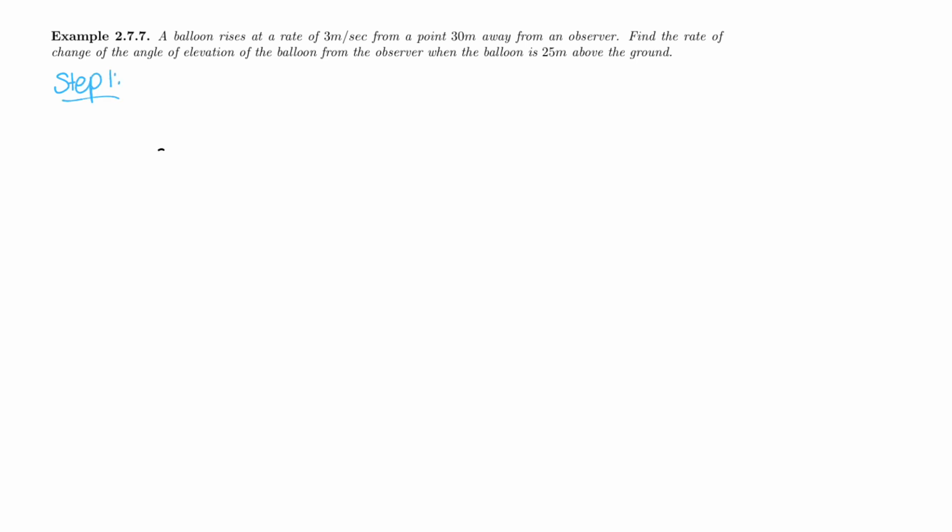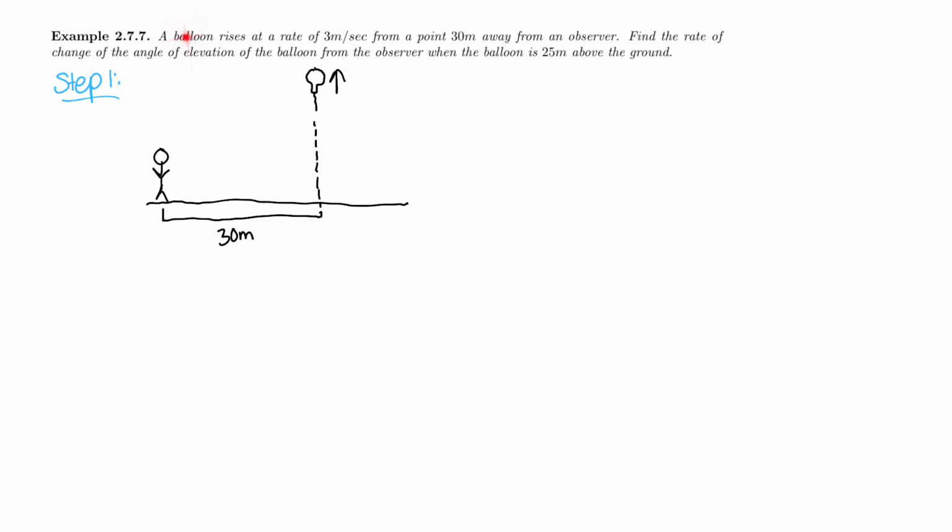Okay, we have a person on the ground. There's going to be a balloon that's rising. So this person's on the ground and they're 30 meters away from where this balloon is rising. So this balloon is like, I mean, you know, use your imagination. It's a balloon. And they're on the ground 30 meters away. This balloon is rising, so it's going up.